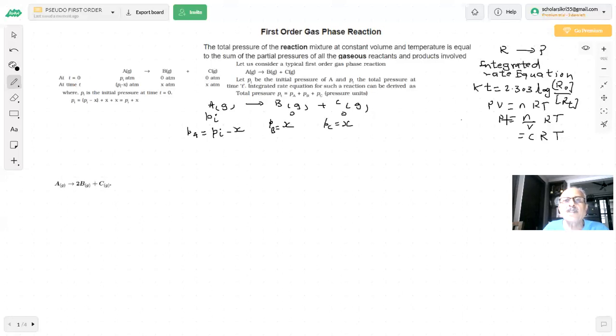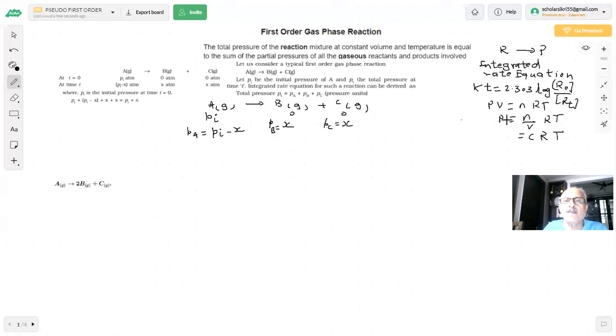Right? So let Pi be the initial pressure of A. Here Pt is the total pressure. We will calculate the total pressure at time t. The integrated rate equation can be derived. The question in the exam is: derive the integrated rate equation for the gas phase first order reaction. The reaction given is A gives B and C.